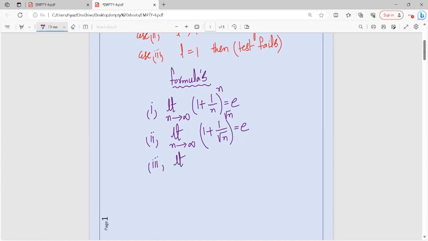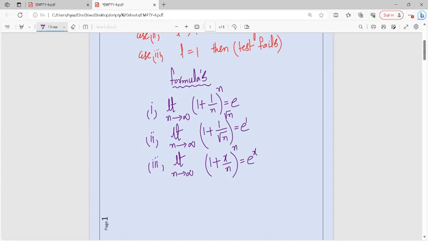Another formula: limit n tends to infinity of (1 plus x by n) whole to the power of n is equal to e to the power of whatever the value is here, that will come here. It means it is e to the power of x only. Here if you consider that value is 1, then e to the power of 1 will be there. But here in place of 1 we have x, so the answer is e power x.